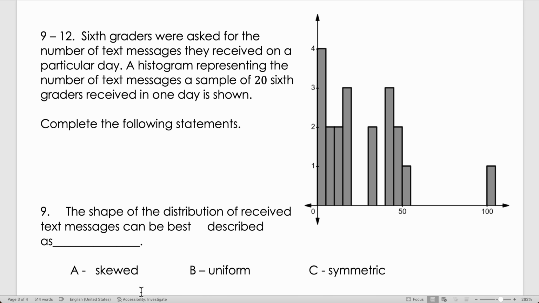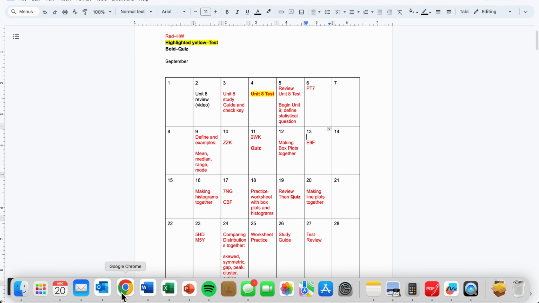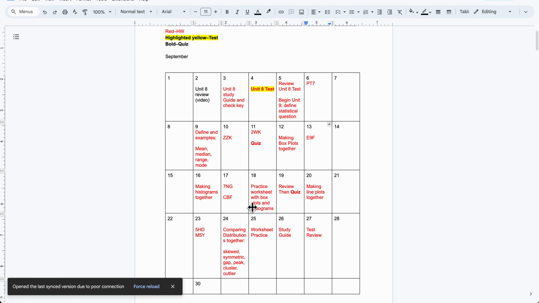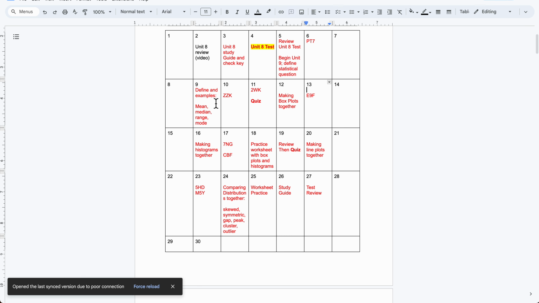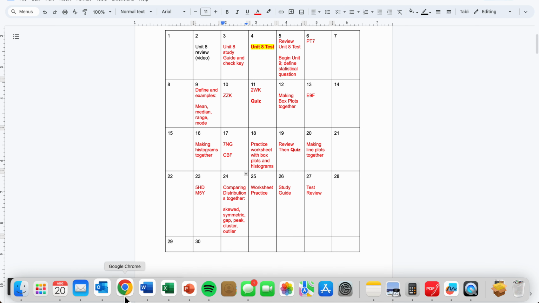This next problem involves histograms. It also involves comparing data spreads. So you can see 12th and 13th are box plots and interpreting them on the IXL practice. The 16th is making histograms. The 17th, there's going to be two histogram questions. I will have a worksheet for you guys, and then he'll quiz on that. Now, this question also involves some distribution vocab, like all these words here: skewed, symmetric, gap, peak, cluster, outlier. We'll get to all those as we do this problem.